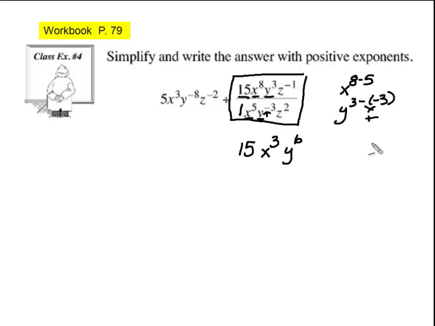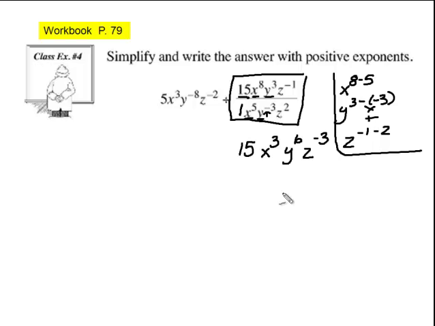And then let's look at that z. Z to the -1 divided by z squared is z to the -1 minus 2. I'll just put a line there so we know that's a side. That's z to the -3. Now, I know it says your final answer should have a positive exponent, but I'm not going to worry about that until the final step.